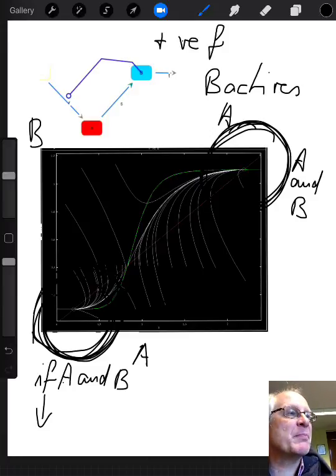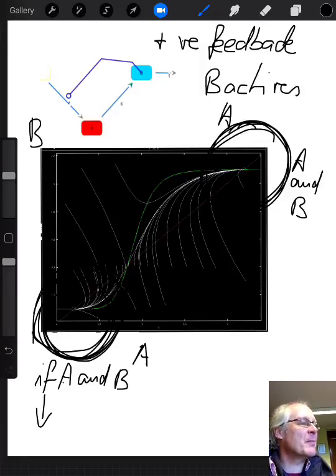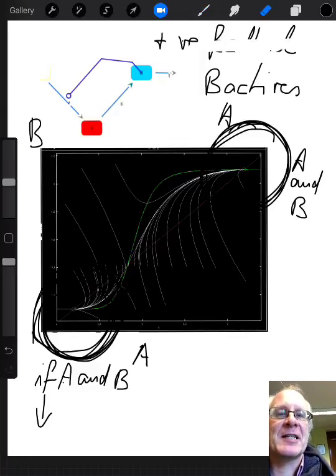So positive feedback. And that is something absolutely fascinating. A positive feedback loop allows for two stable steady-state positions. A negative feedback loop results in one steady-state position. And now here it comes. Something really, really fascinating.